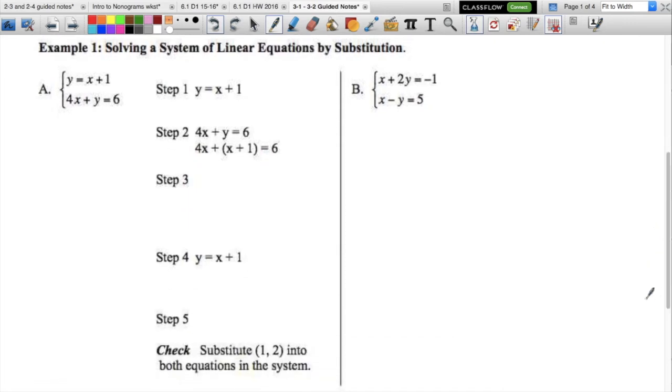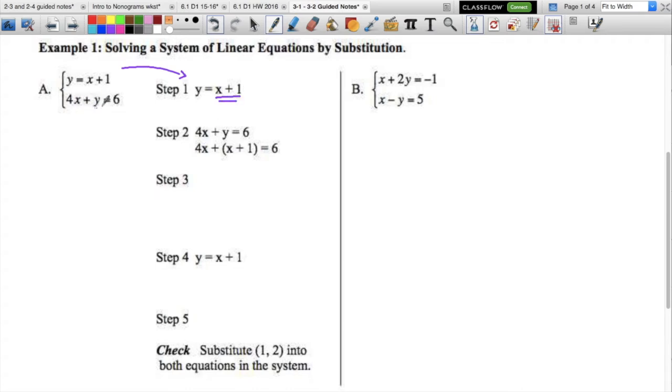All right, so let's see here. Step one: we have y equals x plus 1, and 4x plus y equals 6. This is a system. We're trying to figure out where they intersect. Where do these two lines intersect? It's already given to us as solved for y, so that step one is done for us. Now we're going to take this x plus 1 and plug it into the other.